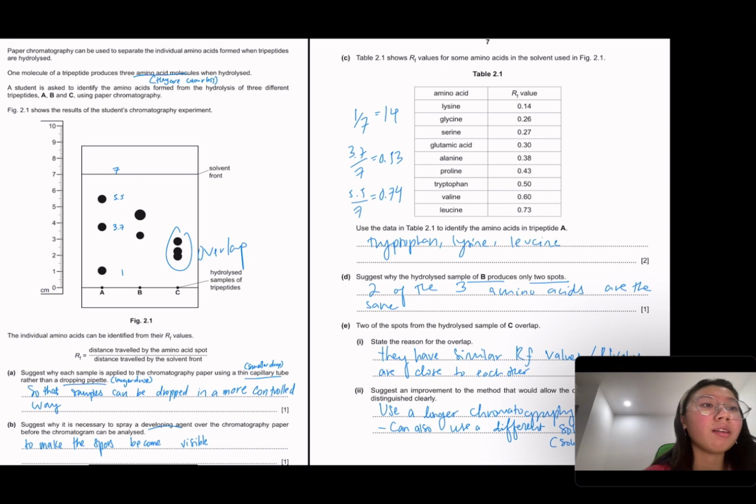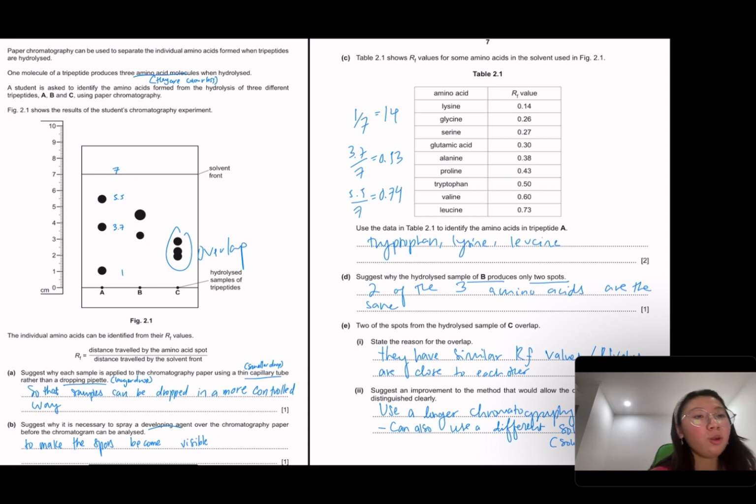We don't have an exact value of 0.53, but we do have a 0.5, so that would be your tryptophan. And for your third one, 5.5/7, 0.74, we don't have an exact value of 0.74, but we do have a 0.73, so that would be leucine. So those 3: tryptophan, lysine, and leucine.